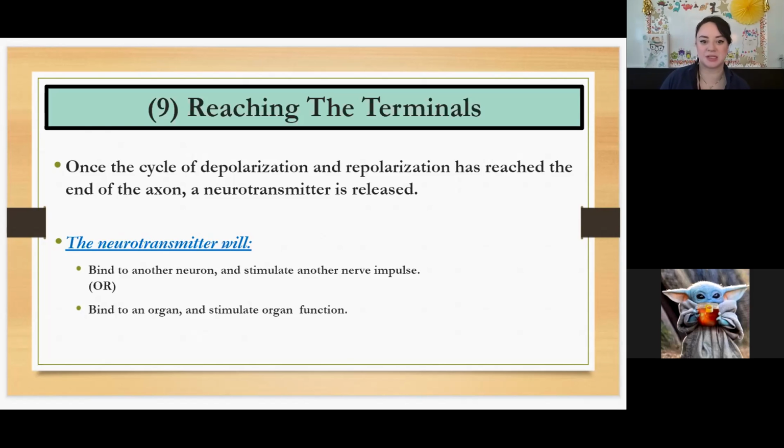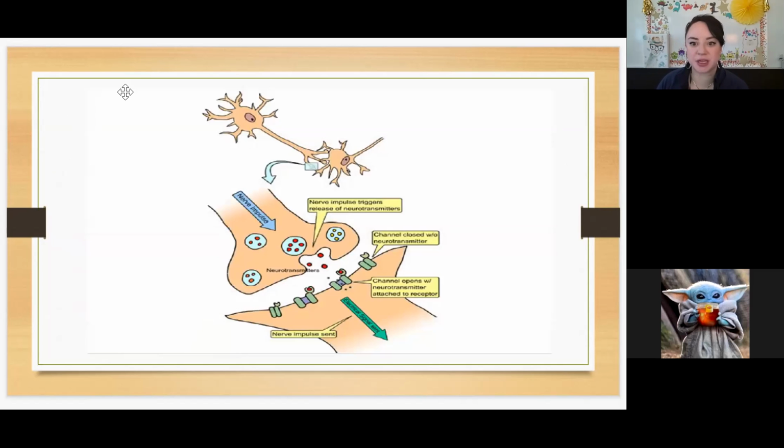All right, so let's look at what happens here after this point. In this picture, we zoomed in on a neuron. I see my multipolar neurons here at the top, and we zoomed in at the axon terminals. So we're saying again that that depolarization and repolarization event reached all the way to the axon terminals.